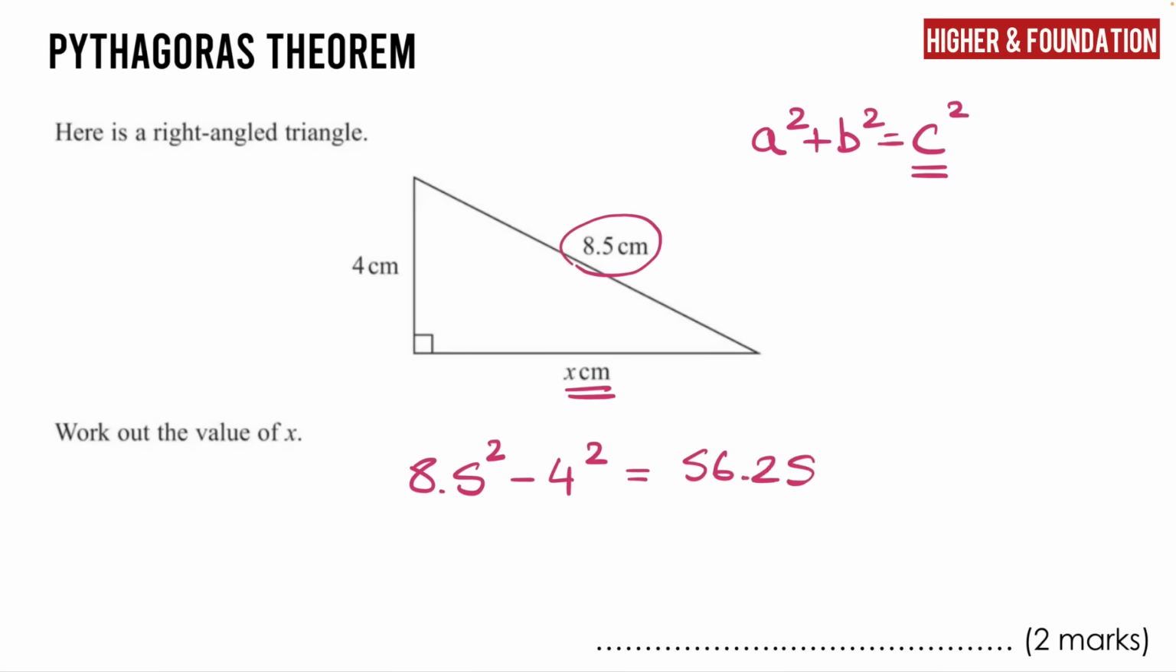56.25. Now that's the value of a squared or b squared, depending on how we wrote the formula, so we do have to square root our answer. Again, doing that on the calculator, and this one here comes out as 7.5. Look at the units in the question, that's 7.5 centimetres. And there we go, that's using Pythagoras Theorem. Just watch out, because Pythagoras can appear within other topics as well, but that is a nice little Pythagoras Theorem question.